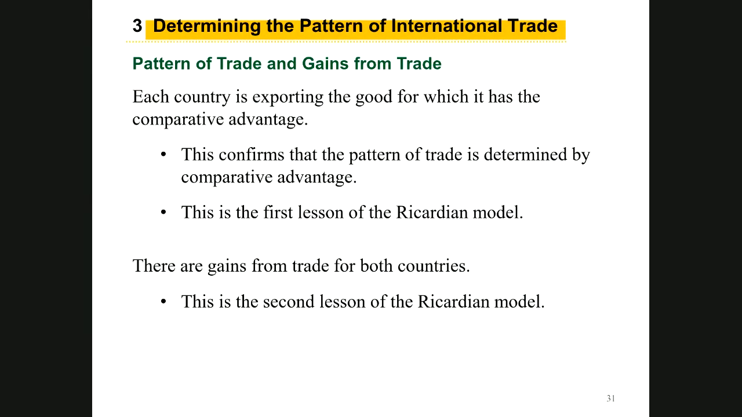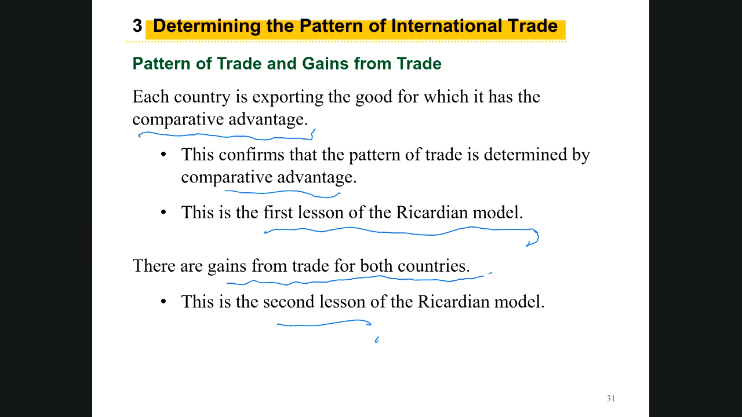Okay, so a little bit of the wrap up of the Ricardian model. Each country is exporting the goods for which it has the comparative advantage. This confirms that the trade pattern is determined by comparative advantage. This is the first lesson of the Ricardian model. They will export the goods with comparative advantage, and there's a gain from trade for both of the countries. This is the second point for the Ricardian model.